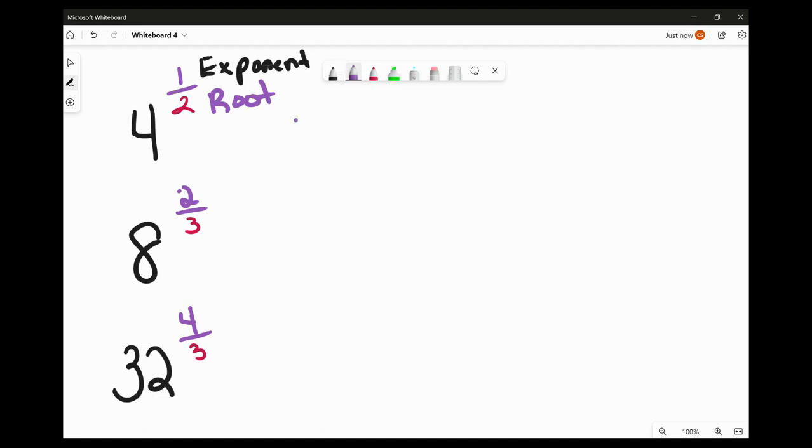So if I wanted to rewrite this, I would write the radical sign, and the 2 goes here because that's the root. The base is the big number. The base is 4 still. And then the exponent, the top number, is what goes outside of the parentheses.